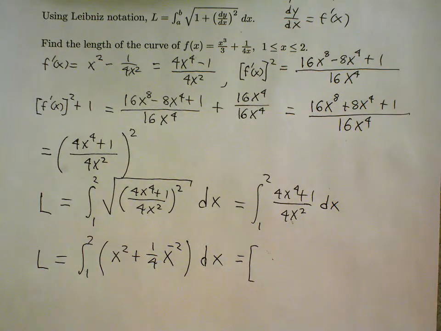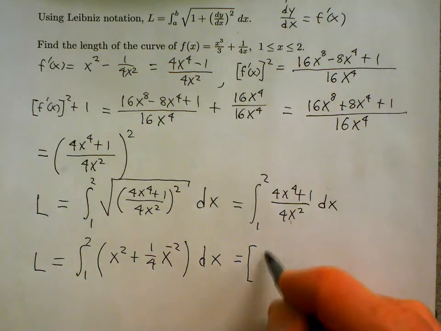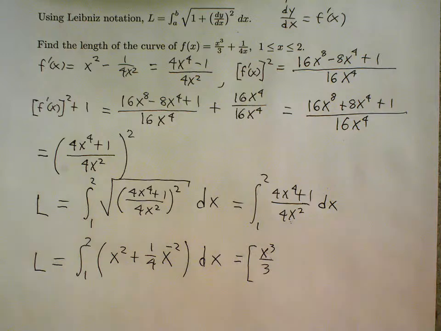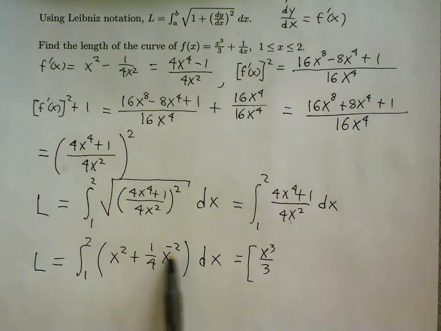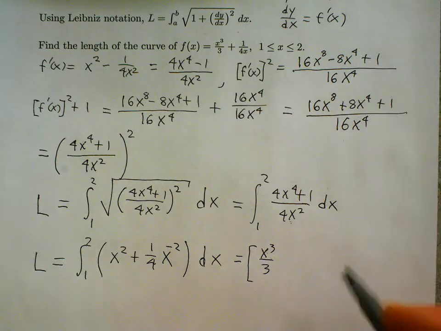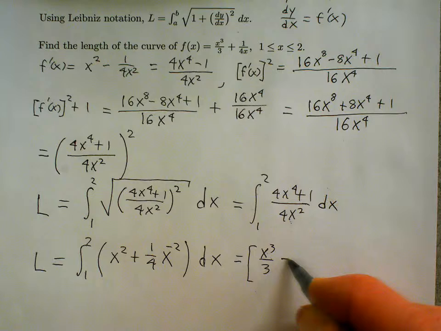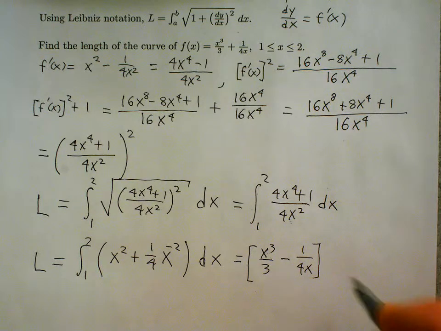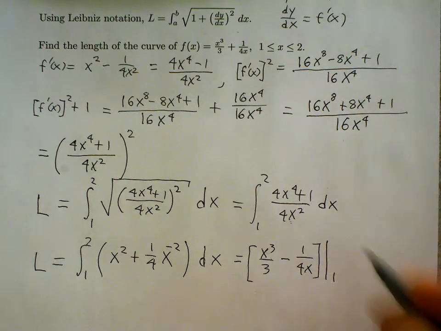Okay, an antiderivative for x to the second is x to the third over 3. And an antiderivative of x to the negative 2, if you isolate that, is x to the negative 1 divided by negative 1. So this will simplify to minus 1 over 4x. And then we evaluate this from x equals 1 to x equals 2.